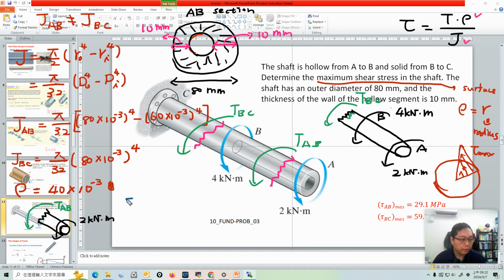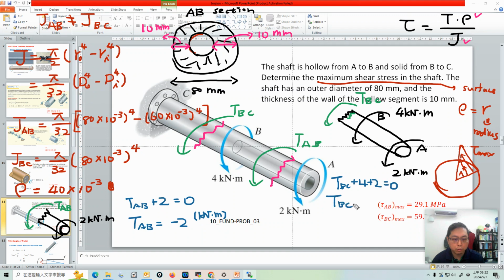We have TAB positive, and this torque is counterclockwise so it's positive, equal to 0. So TAB equals -2, but be careful of the unit. For TBC, TBC plus 4 plus 2 equals 0, so TBC equals -6, again be careful of the unit. So we have TAB is -2 and TBC is -6.